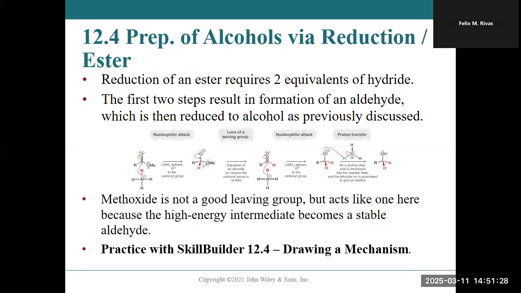We don't have to worry about this mechanism on slide 41. I'm not going to ask you to do this mechanism. It's just showing how the aluminum hydride attacks the carbonyl, which is the same way that it does it for the ketone, except that we have an oxygen methyl group in it, and that gets thrown away.